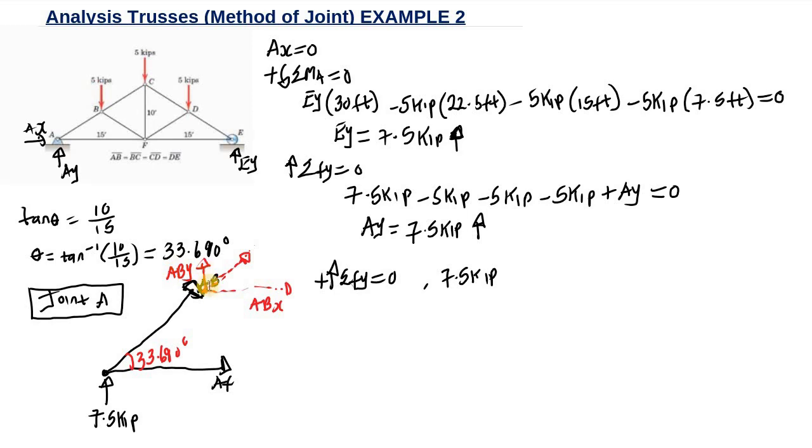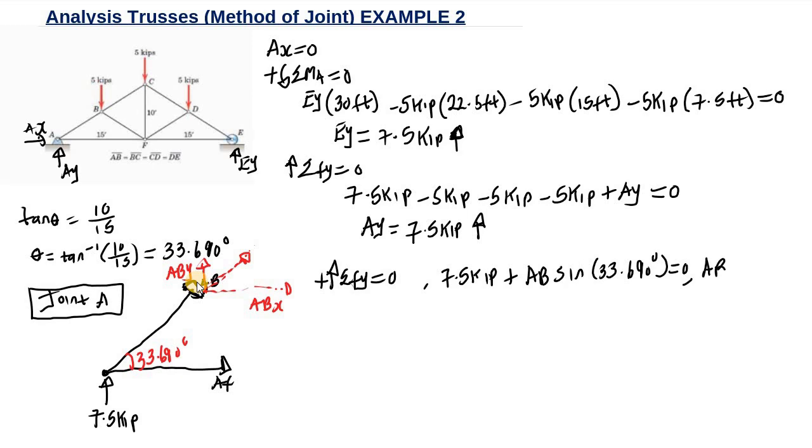As you can see, AB is acting upward, so this is positive. So it's going to be AB multiplied by sine of 33.690 degrees, because this is the vertical component, so it is associated with sine. We don't have any additional vertical force, so this is equal to zero. All you need to do is calculate AB. It is very, very easy. Use your calculator to calculate this.